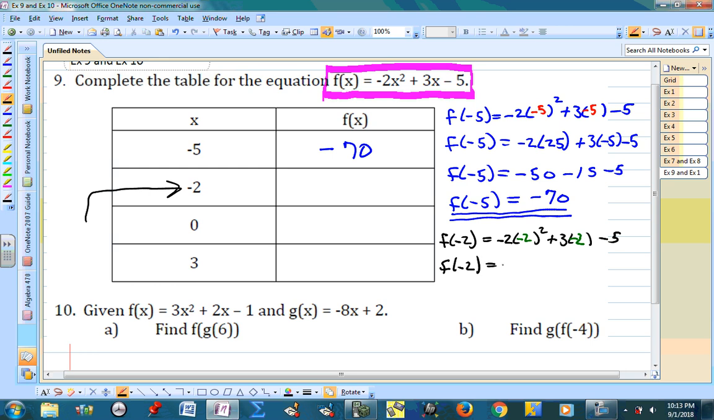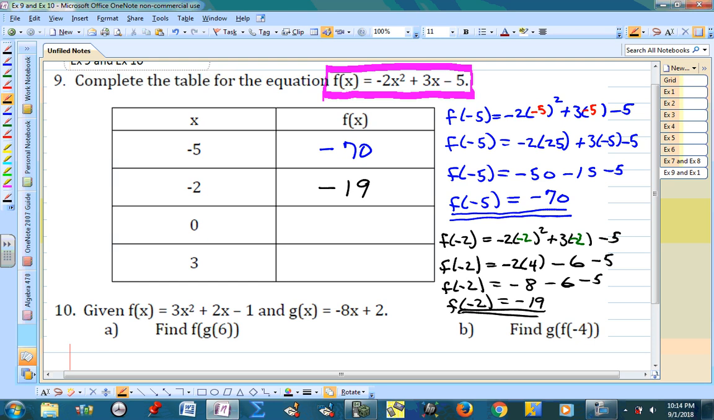So to the exponent, negative 2 squared is positive 4. So get negative 2 times positive 4. 3 times negative 2 is negative 6. Minus 5. So get negative 8 minus 6 minus 5. Negative 8 minus 6 is negative 14. Negative 14 minus 5 is negative 19. So when x is negative 2, f of x is negative 19.